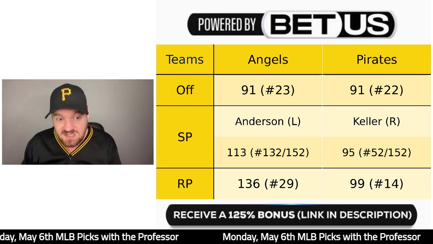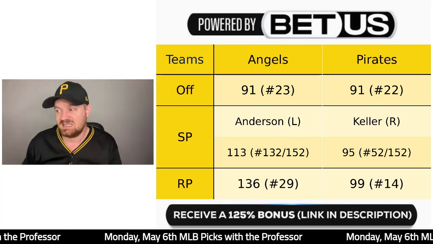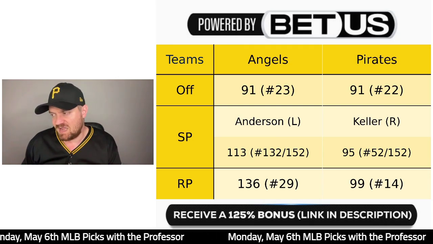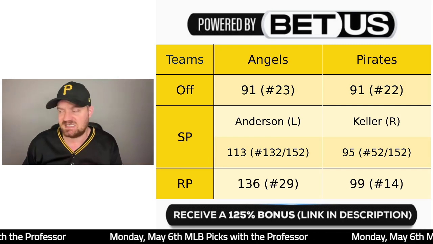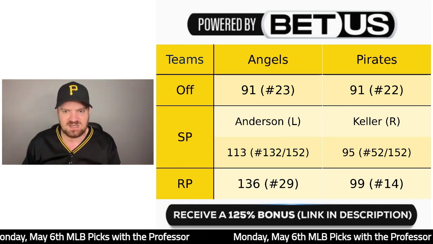Is it to this Pirates team? This Pirates offense can be questionable at times, to say the least. Mitch Keller, much better than his 5.8 ERA. Again, a guy we have some concerns about. Talked a lot about him this season, some velocity issues. His underlying metrics put him more in the fours, where I would say he's a respectable pitcher.